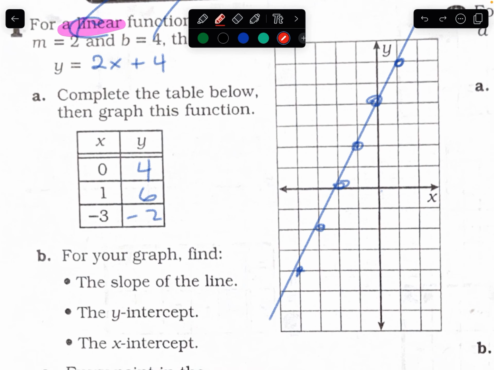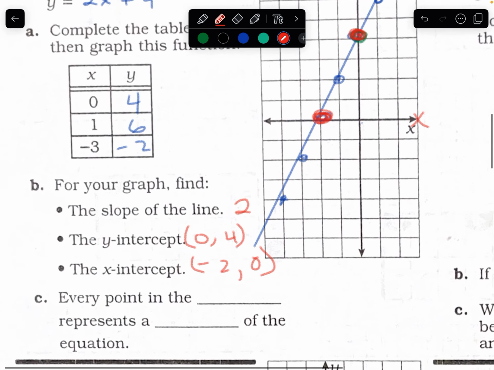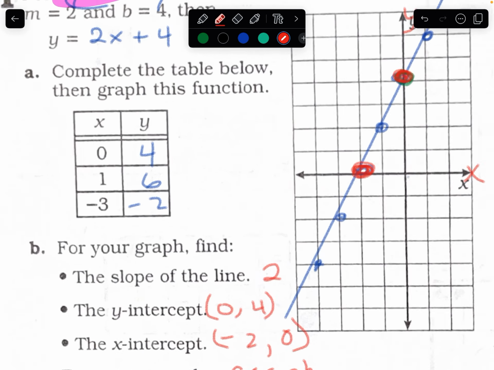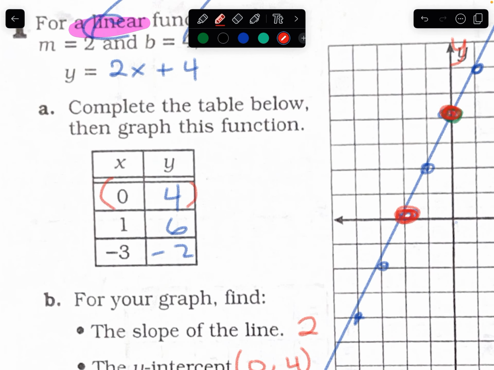Okay, what's the slope of the line? 2. What's the y-intercept? 0, 4. What's the x-intercept? Okay, y-intercept, see this dot that's on the y line, I'll do it in red. The x-intercept is the dot on the x line, and that is negative 2, 0. Okay? Every point in the graph represents a solution of the equation. That means you put in 0, you get 4. Every point is a solution. All right.